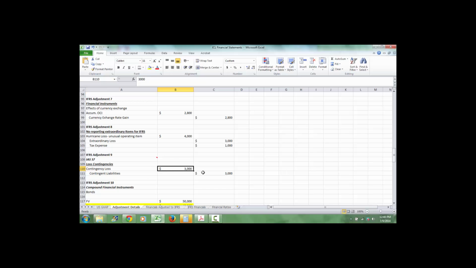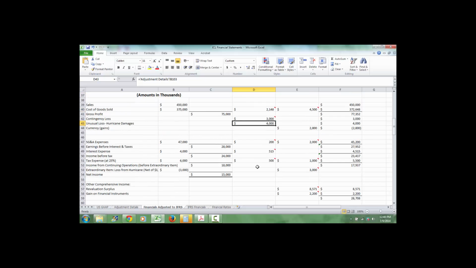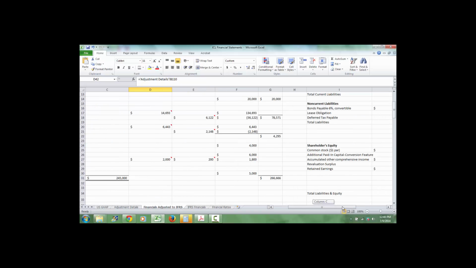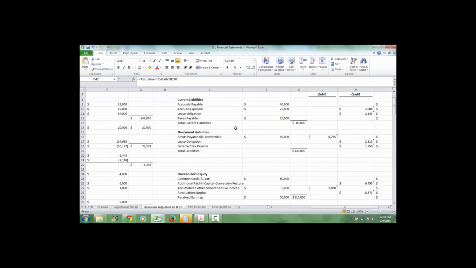So contingency loss is going to go on the income statement, or the statement of comprehensive income, and we're also going to put a liability on the balance sheet. So here is our contingency loss on the income statement, and on our balance sheet we now have the adjustment to accrued expenses, which is our contingency loss right here.